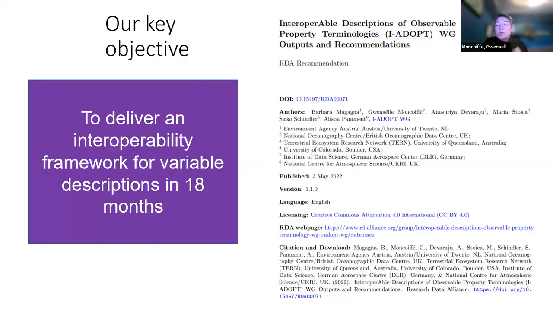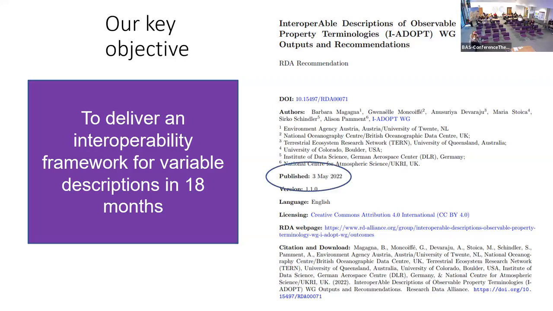The Research Data Alliance, I didn't say, is an organization that promotes open sharing of data and promotes the formation of working groups to address specific issues. But they do impose a very strict framework. So we had 18 months to actually deliver our key objective, which was to deliver an interoperability framework for variable descriptions. And we managed to do that through COVID.